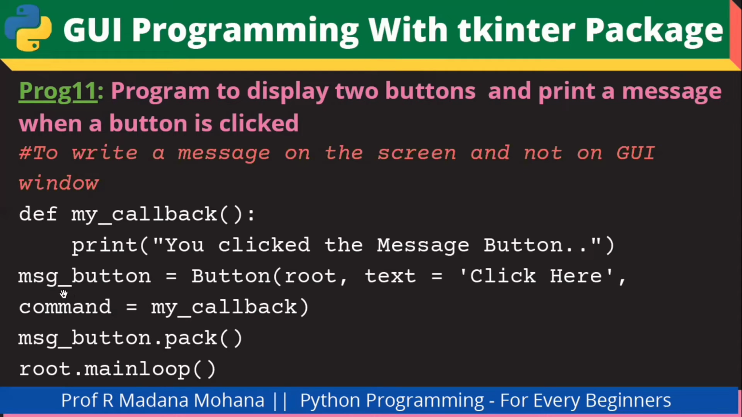Then for that message button, creating one object, message_button = Button(root, text=. So here, give the button name, "Click here", command = then it calls this method, my_callback. Whenever you click this button named Click here, the respective method is called and the respective information is displayed. Again you have to pack this one, message_button.pack, then root.mainloop, as usual for every program that is common.